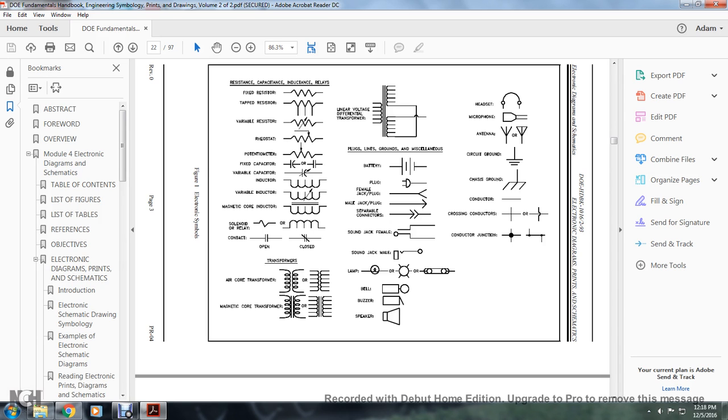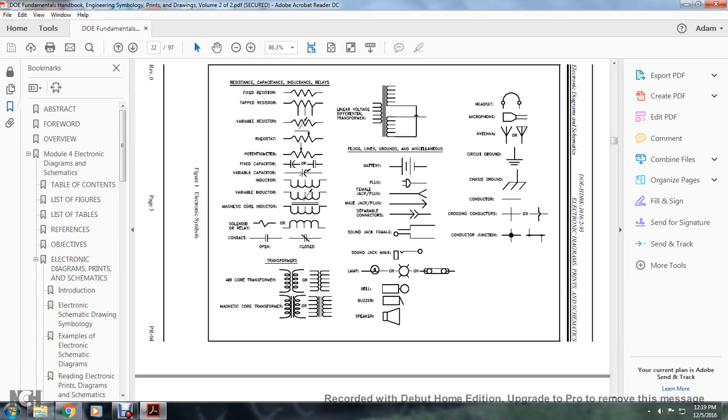A solenoid or relay shows as a heartbeat or a comb. The contact open is shown as open parallel lines. Closed is crossed out through the closed parallel lines. Transformers look like wire winding. A magnetic core transformer is wire winding with parallel lines drawn through it.